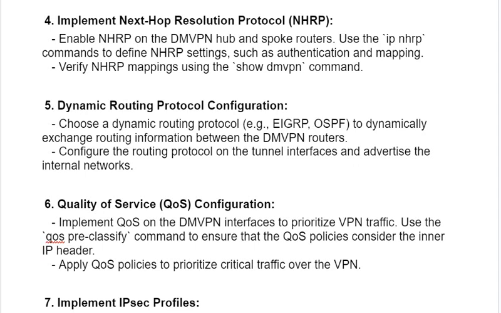Sixth solution: Quality of Service, QoS configuration. Implement QoS on the DMVPN interfaces to prioritize VPN traffic. Use the qos pre-classify command to ensure that the QoS policies consider the inner IP header. Apply QoS policies to prioritize critical traffic over the VPN.